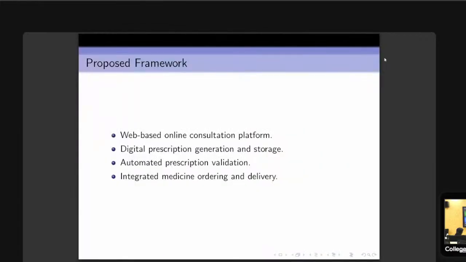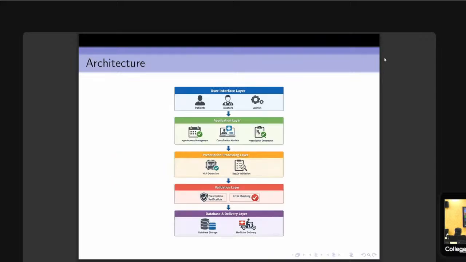And when it comes to the proposed framework, the proposed system is a web-based healthcare platform which integrates online consultation, digital prescription generation, validation, and medicine delivery. This framework ensures that medicines are provided only after prescription verification, which improves safety and reliability. This is the architecture.